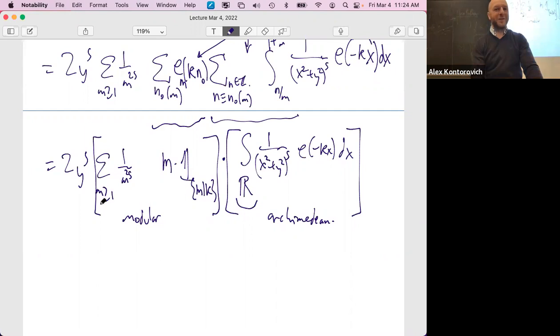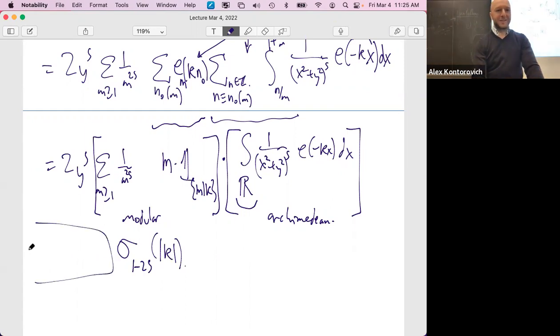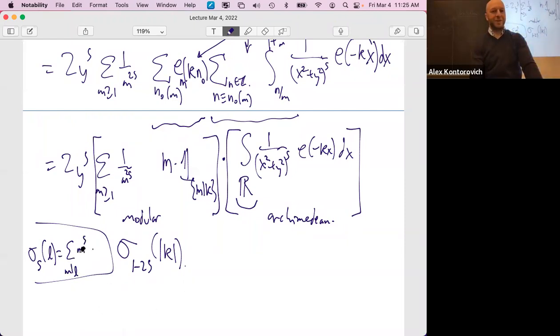So in other words, it's just the sum over the divisors of k, the divisor function. And then raised to the, what, 2s minus 1 or something? Yeah, 1 minus 2s. So this is sigma 1 minus 2s of k. Now, k could be positive or negative, but the divisors are just the positive divisors. So it's really sigma of the absolute value of k. Let me just note that sigma d of anything, let's call it L, is a sum over m dividing L of m to the s. That's the divisor sum function.